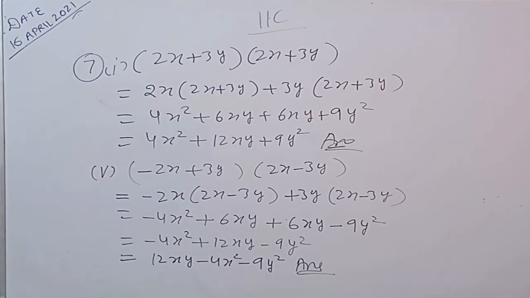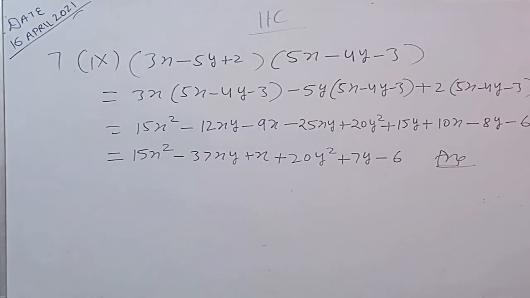Now we are taking question number 7, fifth part, (−2x + 3y)(2x − 3y). So multiply together, −2x to (2x − 3y) and +3y to (2x − 3y). When we multiply, we get the answer −4x² + 6xy + 6xy − 9y². 6xy and 6xy add together 12xy, −4x² − 9y², or we can write 12xy first as the positive term first, right? Minus 4x² and minus 9y². So that one you can do question number 7, first and fifth part.